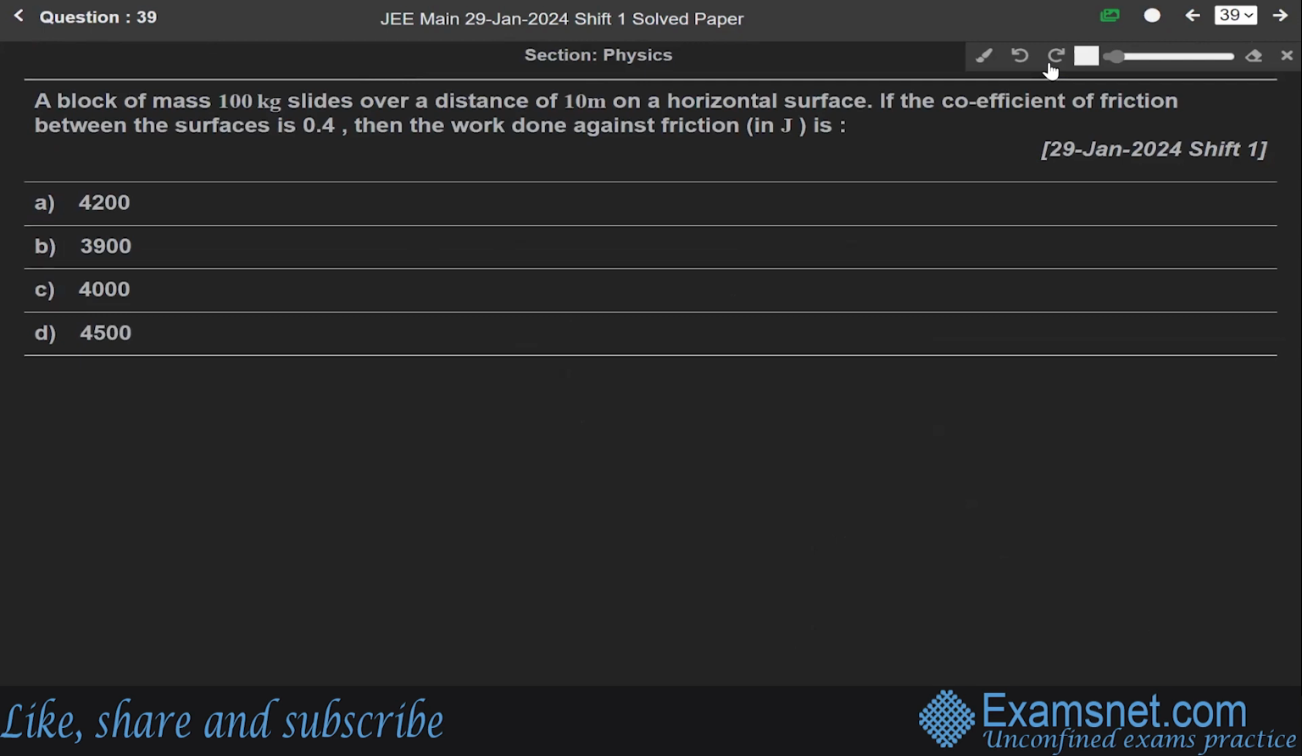Now next question, question number 39. A block of mass 100 kg slides over a distance of 10 meter on a horizontal surface. If the coefficient of friction between the surfaces is 0.4, then find the work done against friction in joule. Okay student, this question is from the chapter of kinematics.